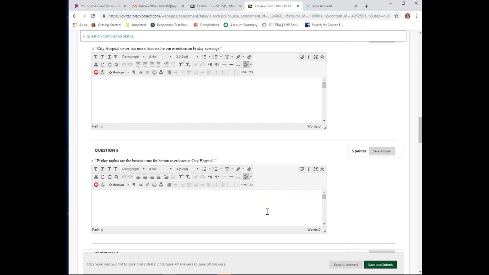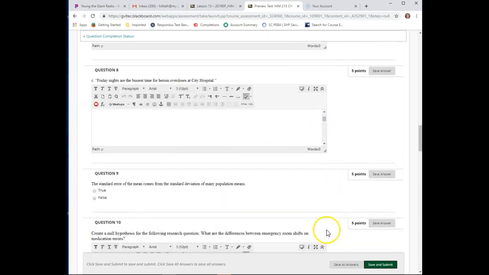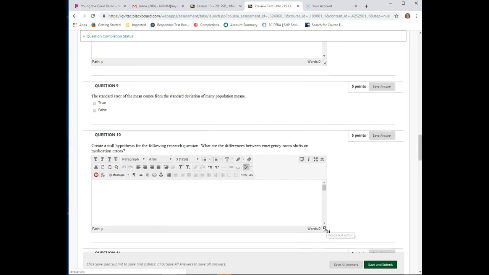Friday nights, this is question 8 on your test. We're still actually on question 4 on the review in your book. Friday nights are the busiest time for heroin overdoses at City Hospital. You are inferring. That may be the truth, but you don't know unless you're taking a sampling of those dates and checking for the amount of heroin overdoses and so forth. So you're actually inferring. All right.